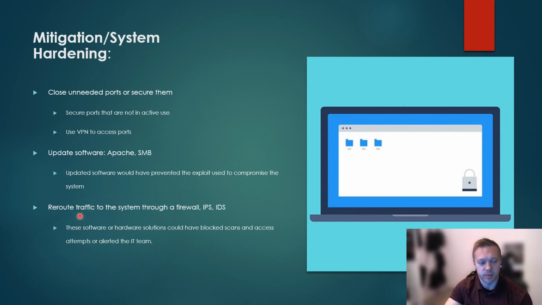Another valid technique would be to reroute traffic to the system through a firewall, IPS, or IDS. These would have either blocked an attack, some of the scans that we're doing, especially the intrusive ones, or at least alerted us to them, having been the IT team, so that we could have looked into who was attacking our machine and what methods they might be using. It would have given us a little bit of a heads up. So all of these are valid methods for either mitigating the attack completely or at least being aware that it's happening.